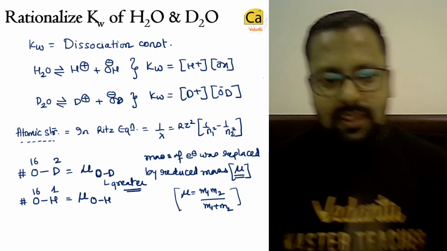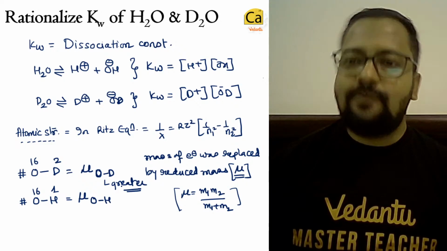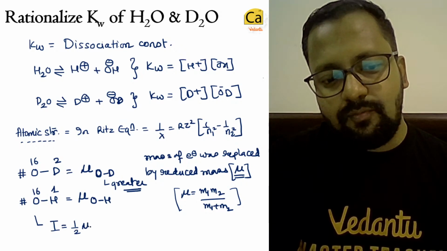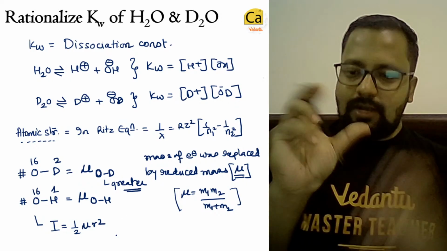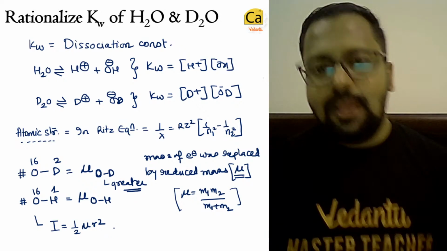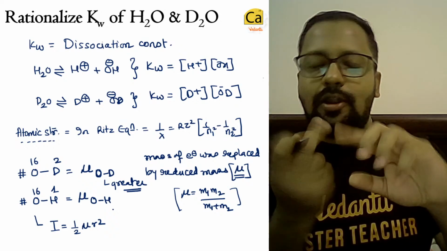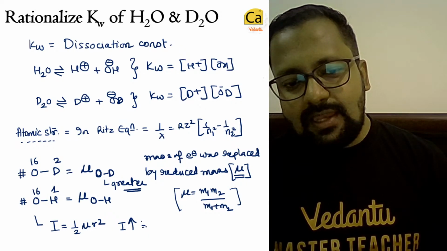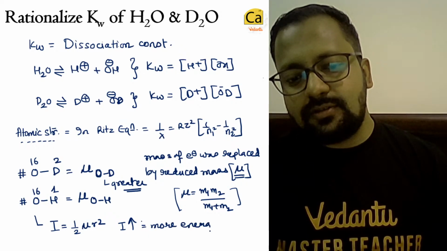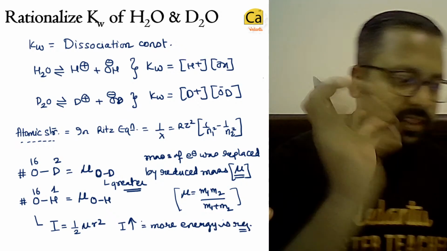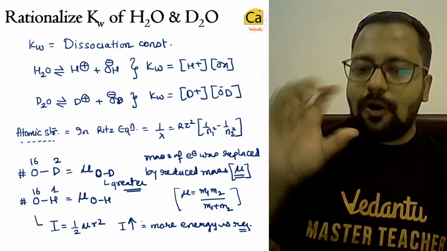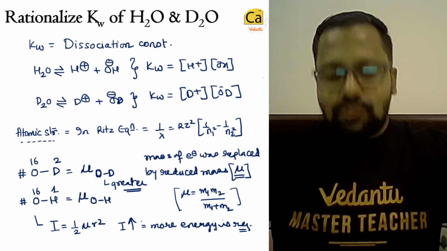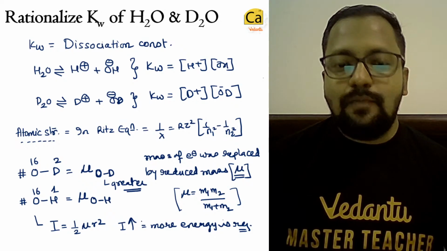If the reduced mass is more, then the moment of inertia of the bond will also be more. I is equal to half mu r square. And if the moment of inertia of the bond is higher, you need to give it higher energy to rotate the bond or even to vibrate the bond. So if I increases, more energy is required to rotate or vibrate the bond. And because bonds are broken if enough energy splits the bond, please tell me which bond will be more difficult to break.